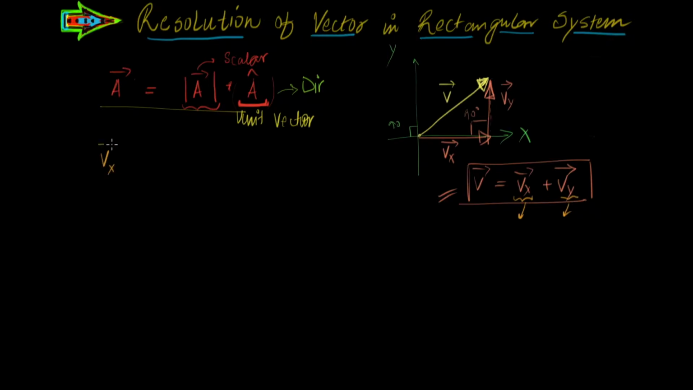So v sub x is the vector, and we can write this as the magnitude of v sub x multiplied by the direction of v sub x. So this is a unit vector pointing in the x direction, and we can do the same thing with y. So let me write this again. This would be v sub y, its magnitude, multiplied by the direction of v sub y, right? So this is how it plays out.